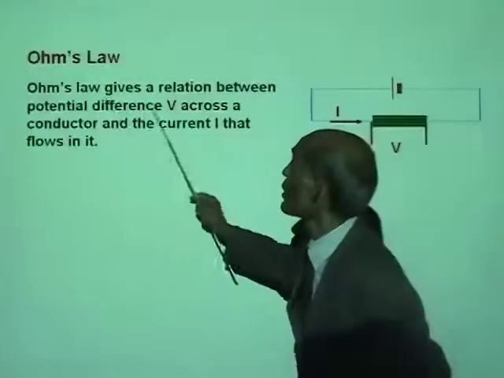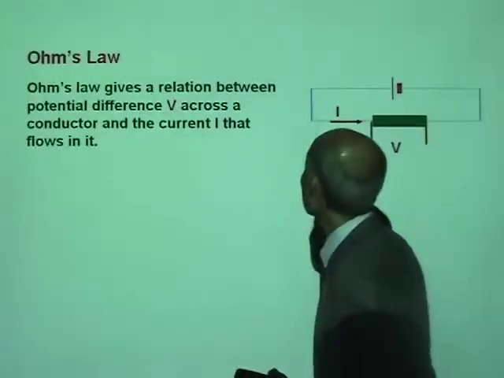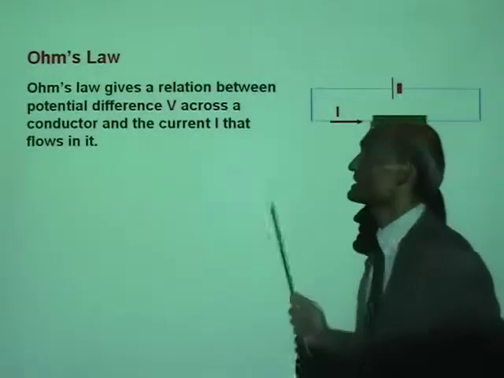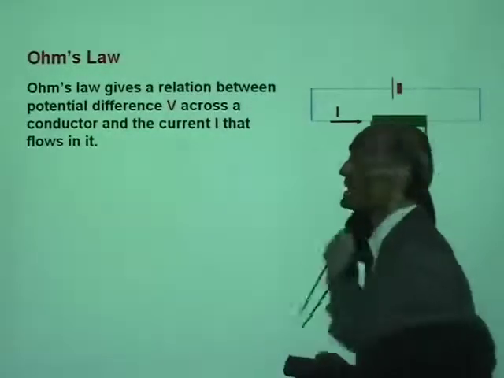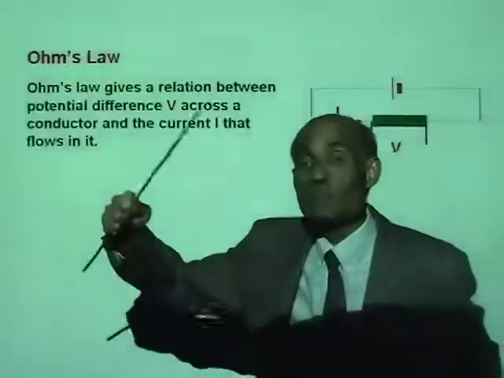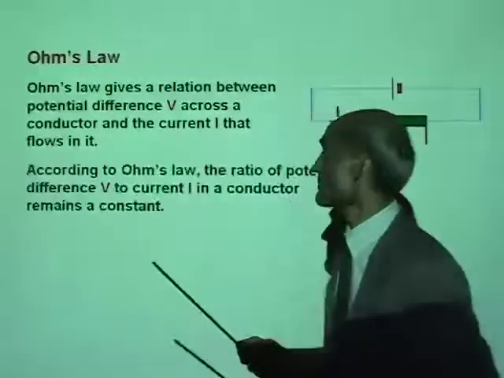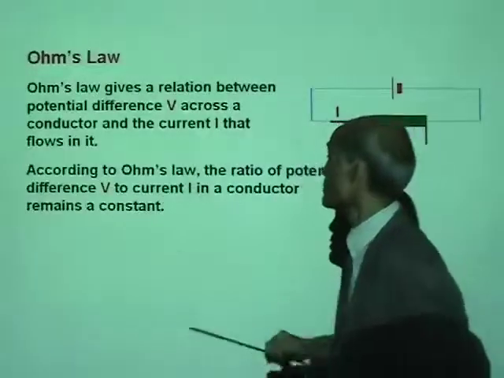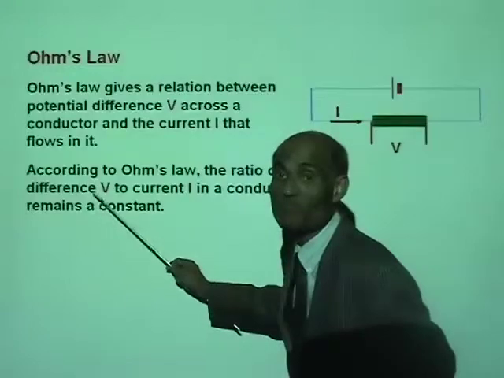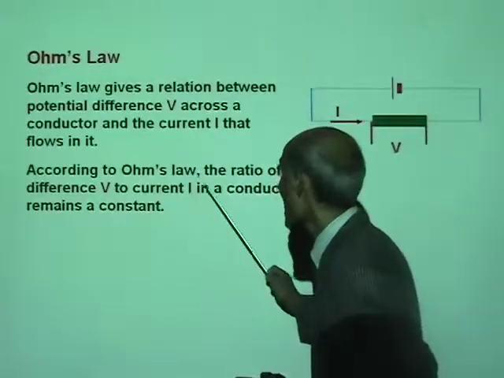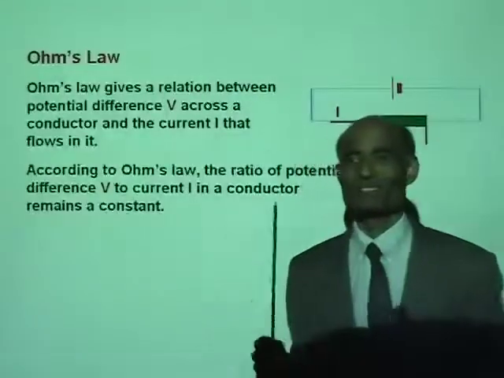Now, Ohm's law gives a relation between potential difference V across a conductor and the current I that flows in it. Greater the potential difference, greater will be the current. According to Ohm's law, the ratio of potential difference V to current I in a conductor remains a constant.